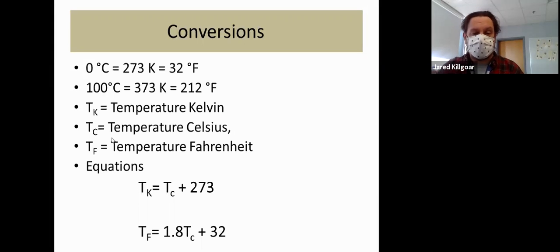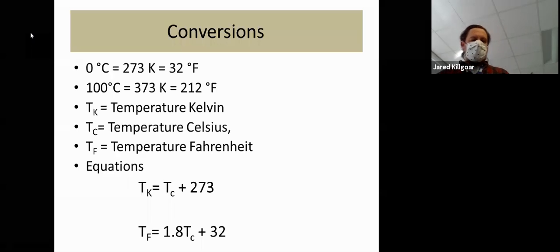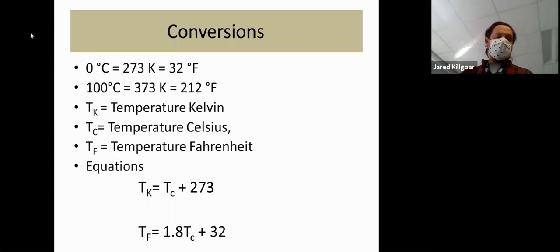So here are some temperature conversions. If you guys are writing down, you can feel free to write down those formulas. Otherwise, they'll be posted up here. All right, so equivalent: 0 degrees Celsius is 273 Kelvin, which is 32 degrees Fahrenheit. 100 degrees Celsius is 373 Kelvin, which is 212 Fahrenheit. Just to give you guys some reference points.